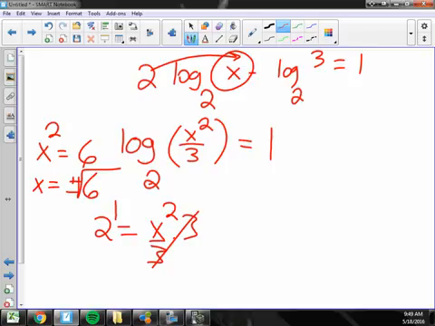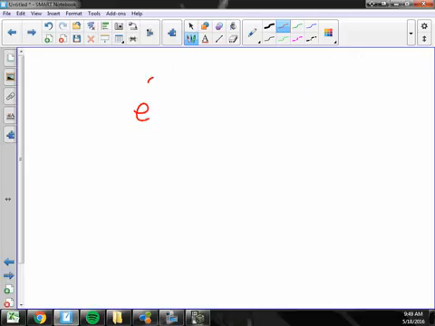16. E to the 2x plus 4 e to the x equals 0.